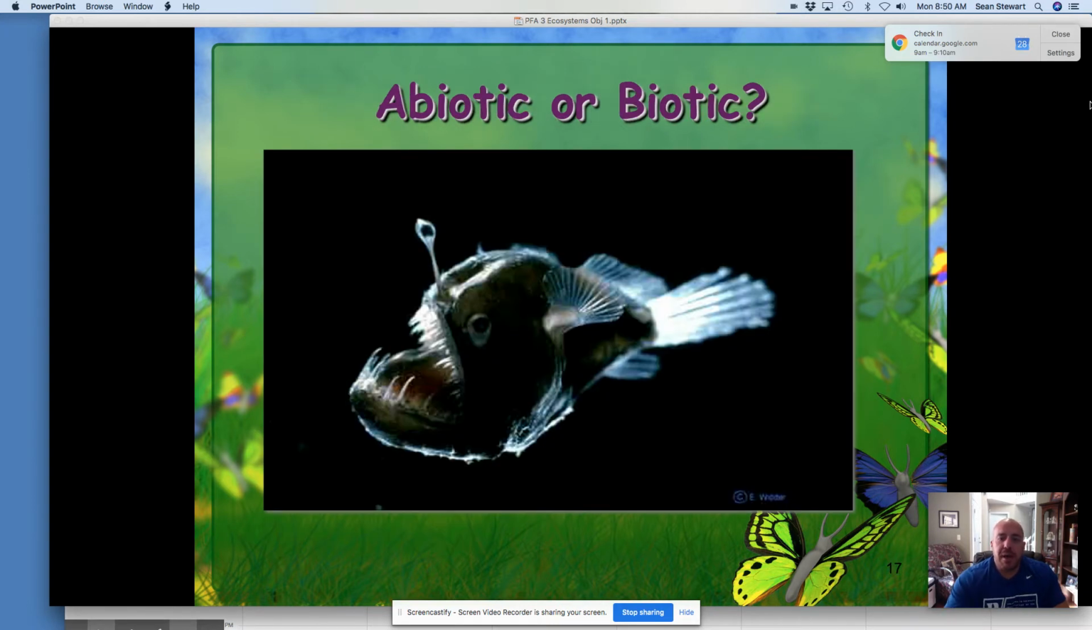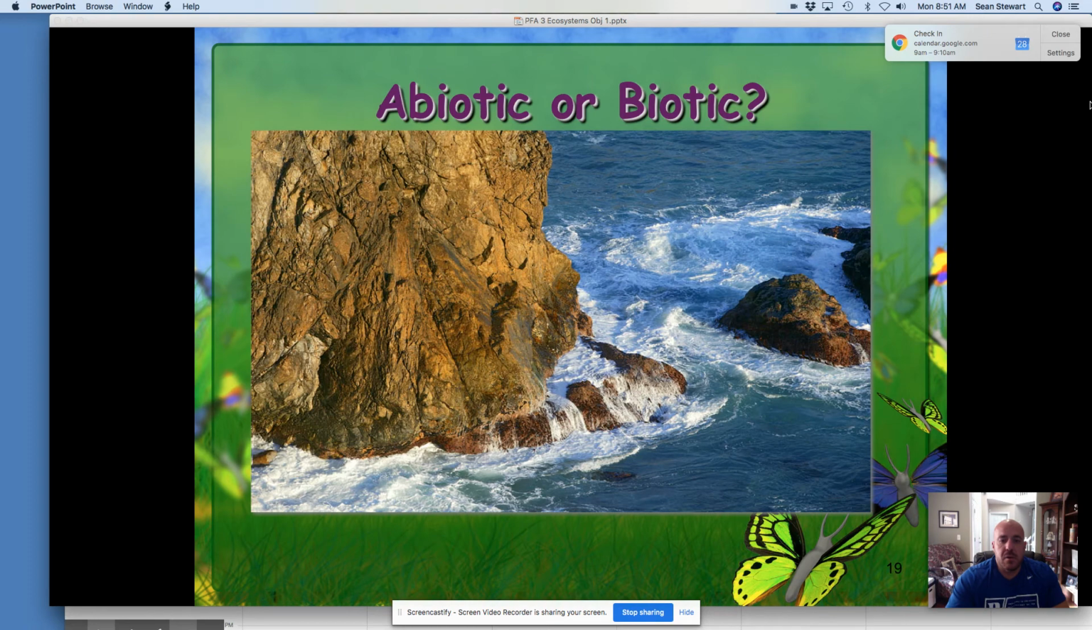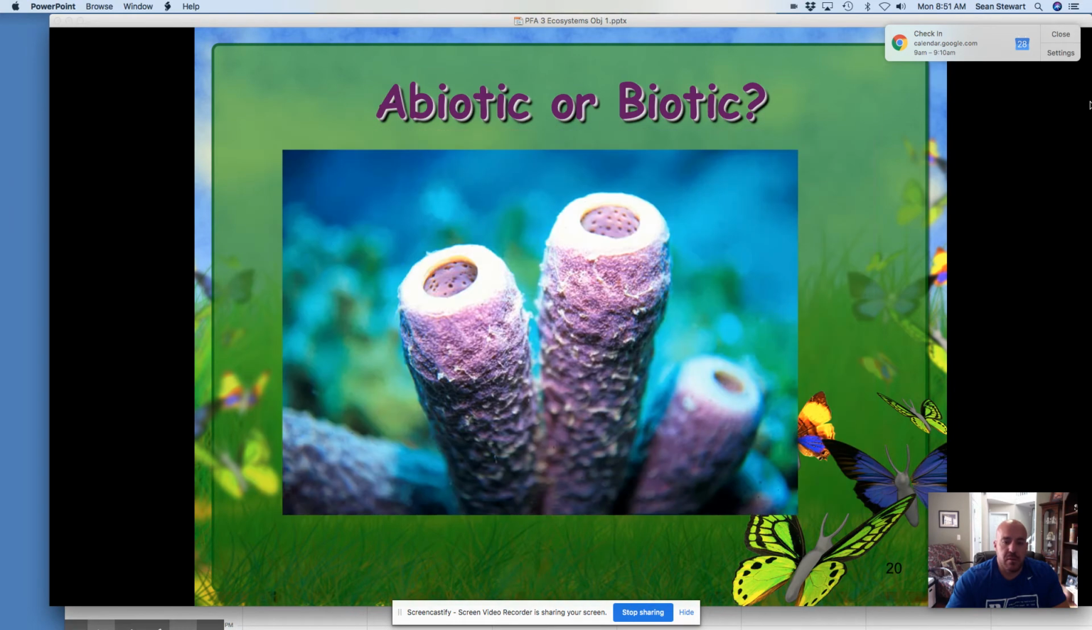Would this be a biotic or abiotic factor? Well, it's living, so it's biotic. Tornado. Not living, so abiotic. Water. Not alive. There may be things living in it, but we don't see them, so this is abiotic. A tube worm. Weird, looks odd, but it is living, so it's biotic.